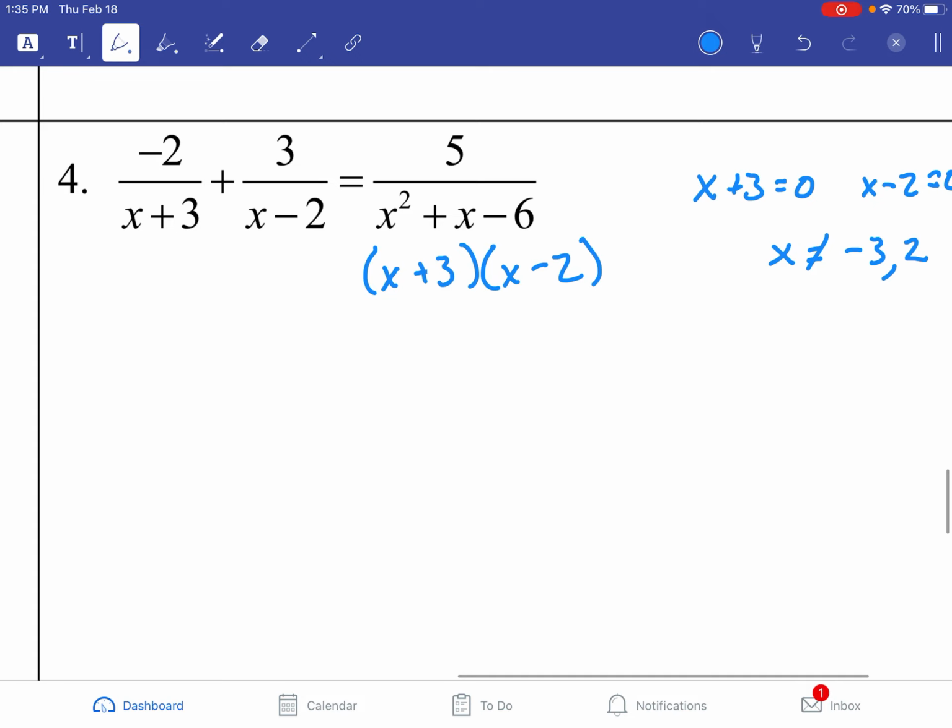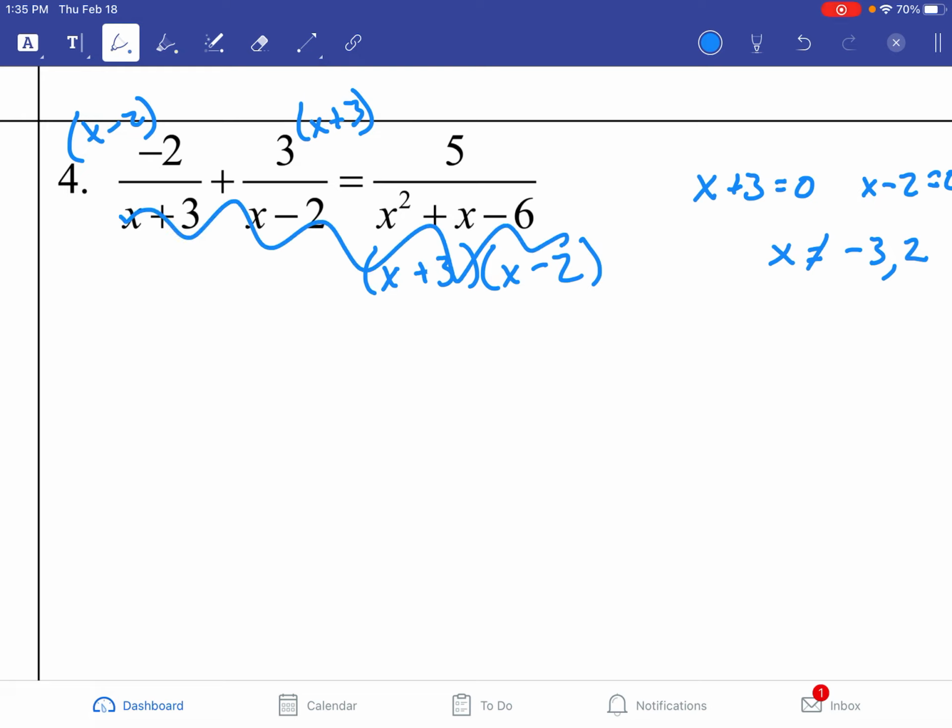Now to solve this, we're going to figure out what's missing. Our first fraction that has a denominator of x plus 3 is missing an x minus 2. Our second fraction, which has a denominator of x minus 2, is missing x plus 3. And our last denominator has both of those things in it, so it's not missing anything. So I can get rid of my denominators altogether. And at the top, we'll have negative 2 times x minus 2 plus 3 times x plus 3 equals 5. And this is going to be my equation.